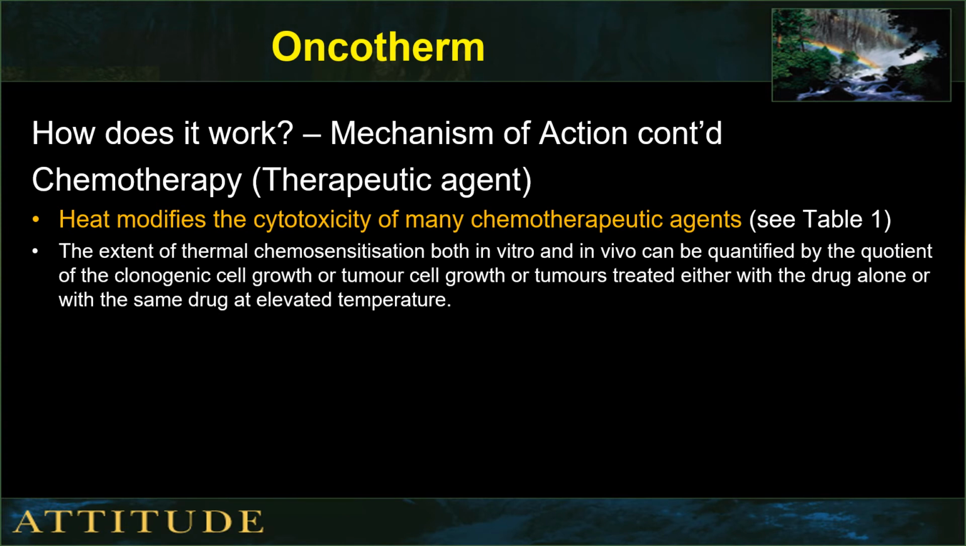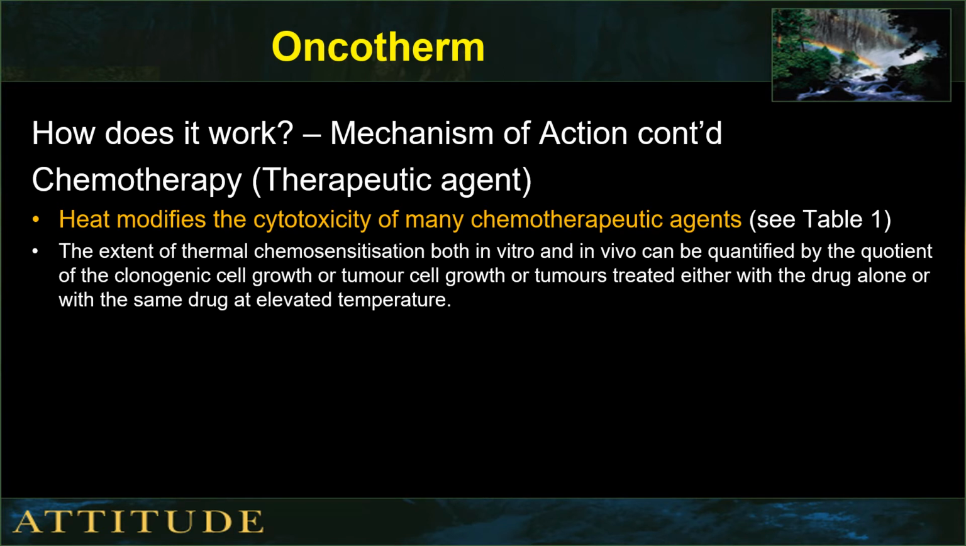So the extent of the thermal chemosensitization, both in vitro and in vivo, can be quantified by the quotient of the clonogenic cell growth or tumor cell growth of tumors treated either with the drug alone or with the same drug at elevated temperatures. That's a long point and it's a tongue twister here.